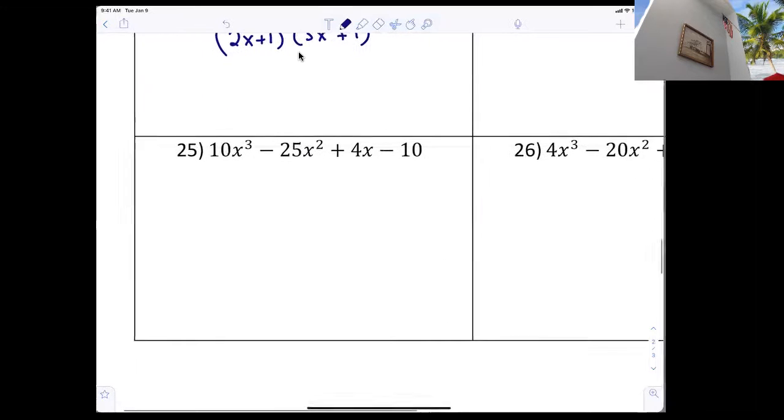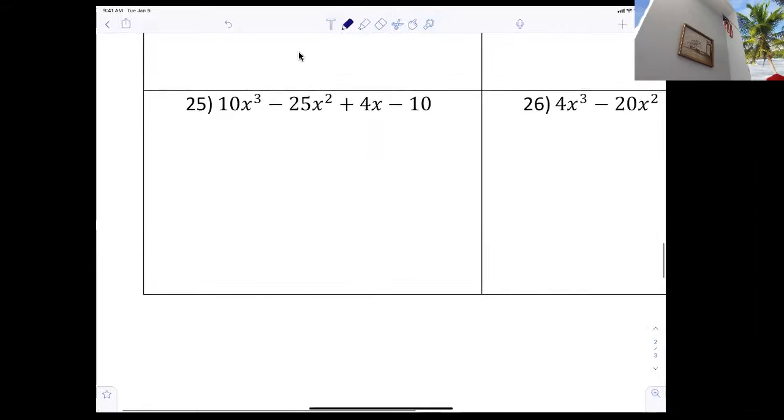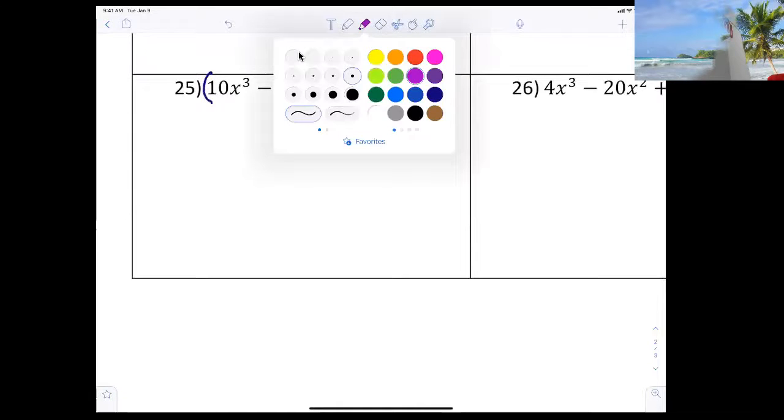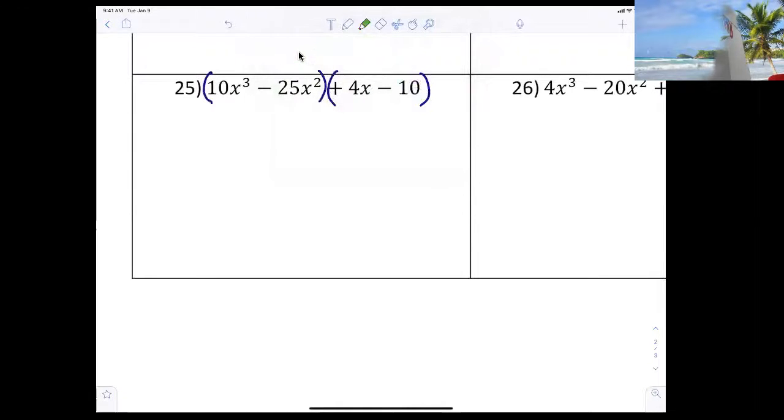All right, here we go. 25. All right, 2 sets of parentheses. Come on now. Start out, everybody's doing this and this. All right, now what we're doing is we are looking here. And someone please tell me what is common. 5x squared. If you don't know that, you can raise your hand.